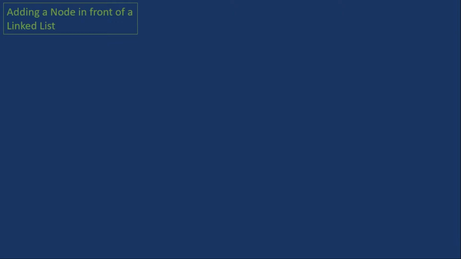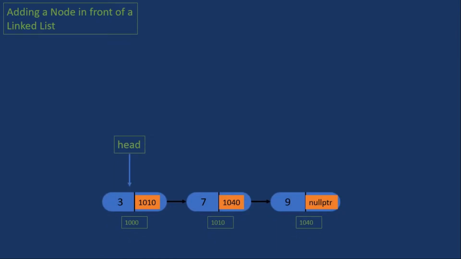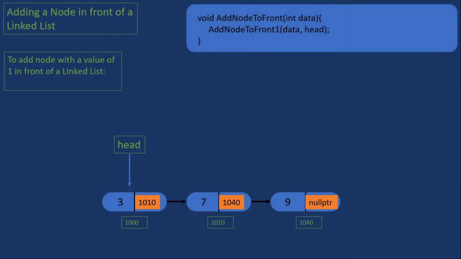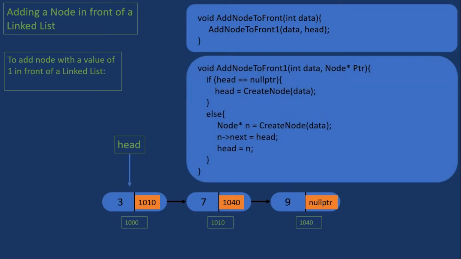Now we can continue to the first add node function, which is the add node to front function. Adding a node to the front of a linked list is very easy. Say for example we have a linked list with 3 nodes with values 3, 7, and 9, and we have a head pointer pointing to the first node with the value of 3, and we want to add a node with a value of 1 to the front of the linked list, meaning in front of the head node, so that the node we are adding becomes the head node.